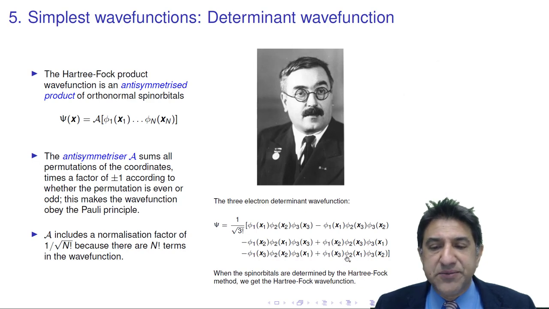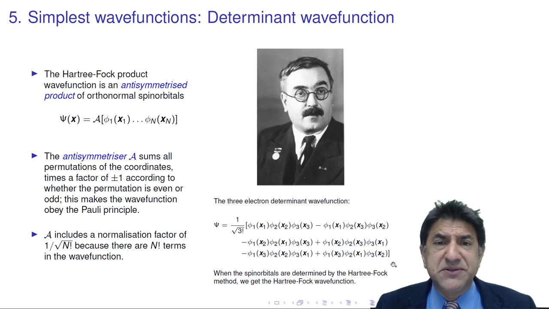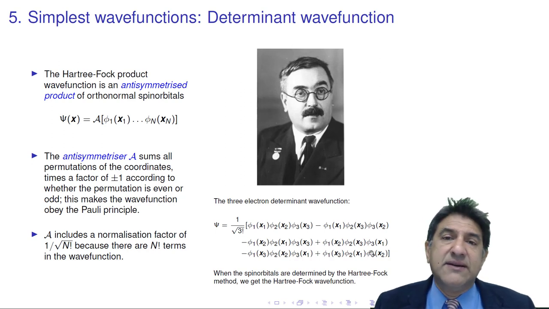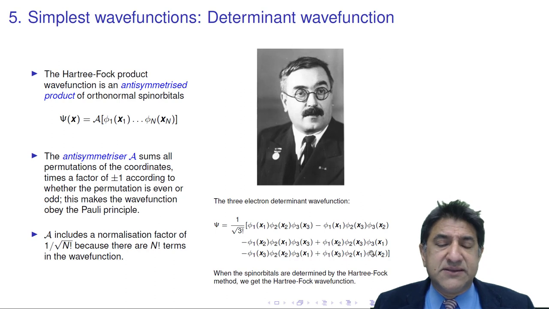Now this quantity here can be written as a determinant, but I'm not going to do that. It's easier for you to understand it in terms of permutations. The determinant idea was coming from Slater. Not much of an idea if you ask me, but there you go. Fock's anti-symmetric determinant wave function explained to you.